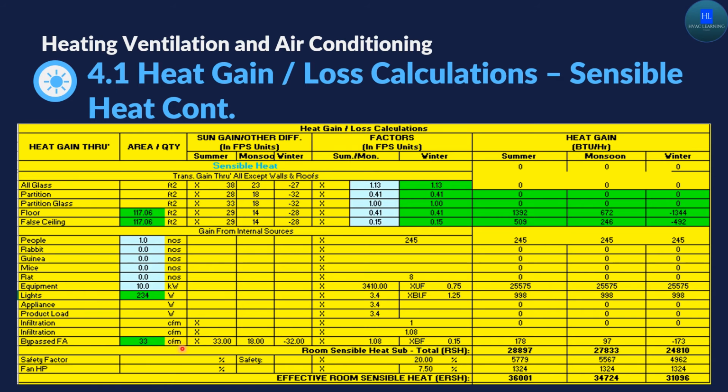Once that is considered, we consider some safety factor and the fan HP or the fan load is also considered. Basis that, you will come to know what the effective room sensible heat is. Once we calculate all this data, then we have to move to the next.